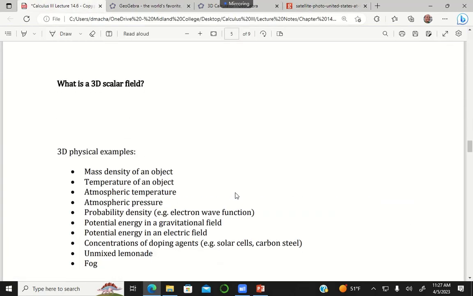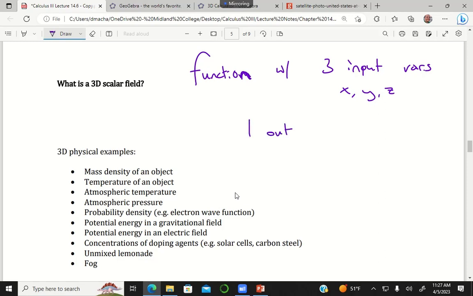A 3D scalar field then is going to be a function with 3 inputs, x, y, and z. A function with 3 input variables. And so in this class there's going to be x, y, and z inputs, and then 1 output variable.